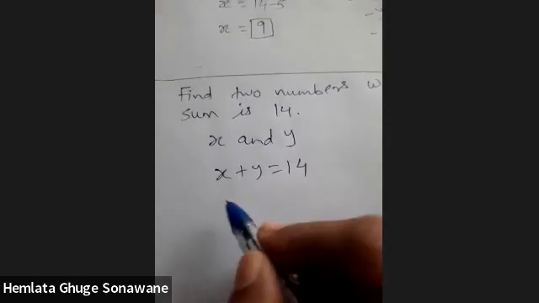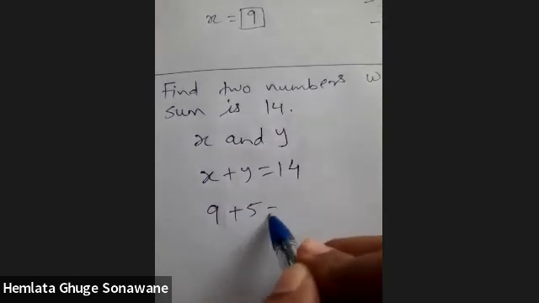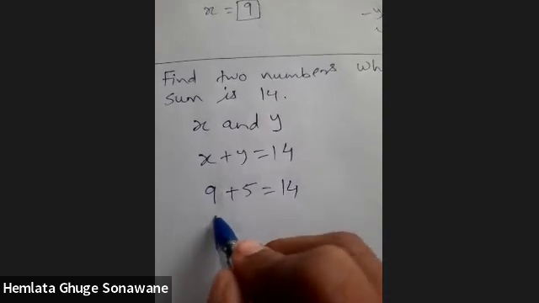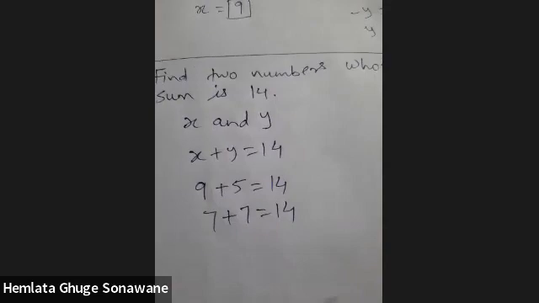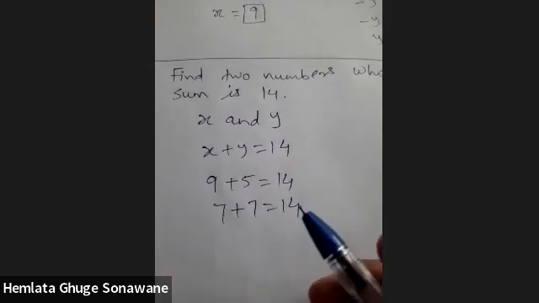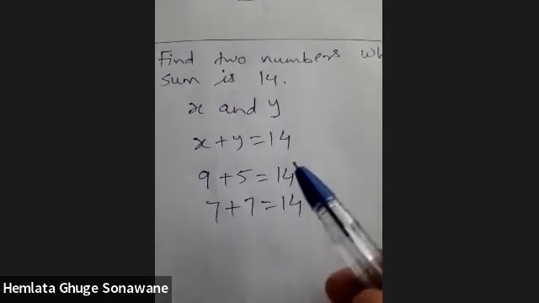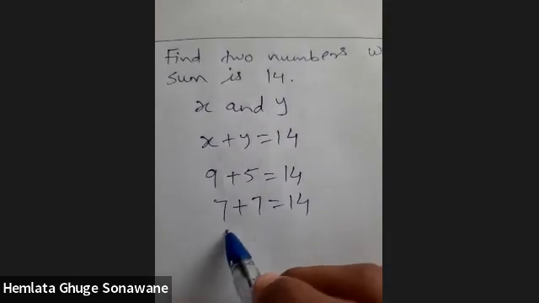Okay, suppose we'll take x as 9. So we'll get y as 5. That is 14. Okay, if we'll take x as 7, then we'll get y as 7. So that is 14. Okay, here there are so many solutions, we can say, to satisfy this condition. Okay, it is given in your textbook itself.